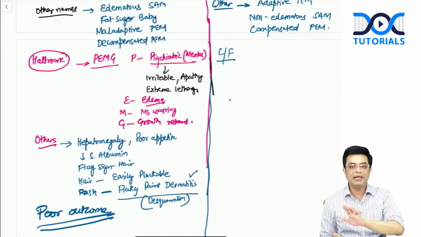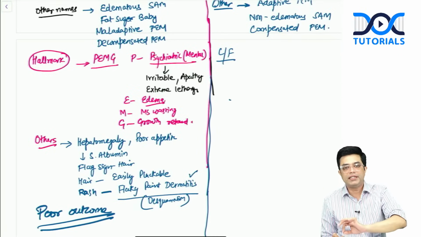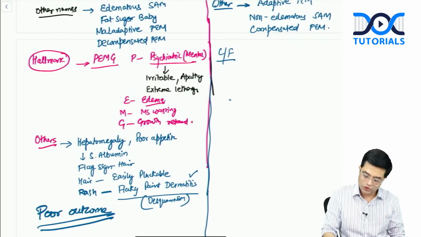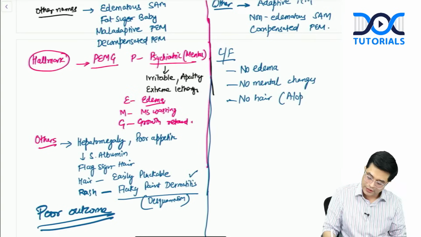मैरस्मस का कोई भी हॉलमार्क नहीं होता है, मतलब एनी सैम जहां इडीमा नहीं है, that is marasmus. So these children will have no edema, no mental changes, no hair changes because no hair, बाल नहीं, टेंशन नहीं.